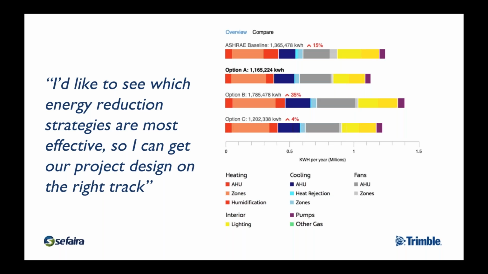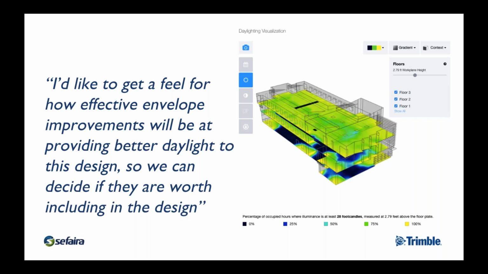How do we understand an energy cost-saving study? We like to think of things as user stories. So what are you as a user of the software or as someone who's in the industry thinking? A common requirement might be, I'd like to see which energy reduction strategies are most effective so I can get our design on the right track. So people want to compare. People want to look at options A versus B versus C. Often people want to look at ABC versus an indicative baseline like an ASHRAE 90.1 baseline as well, so they can make sure that their design's moving forward in the right direction at schematic design.